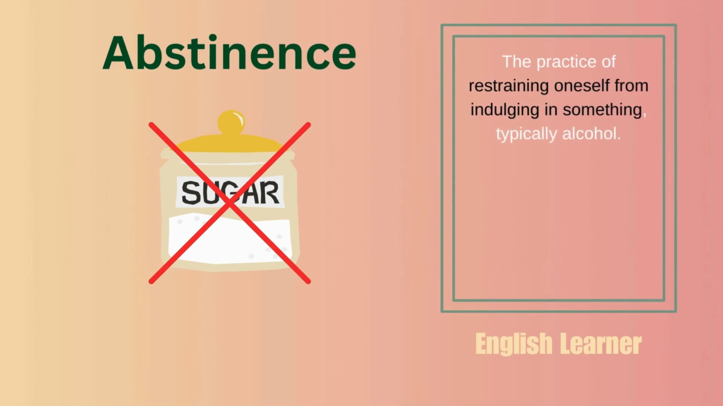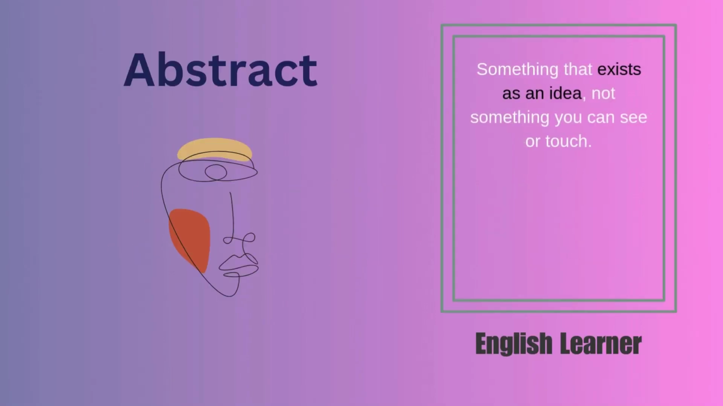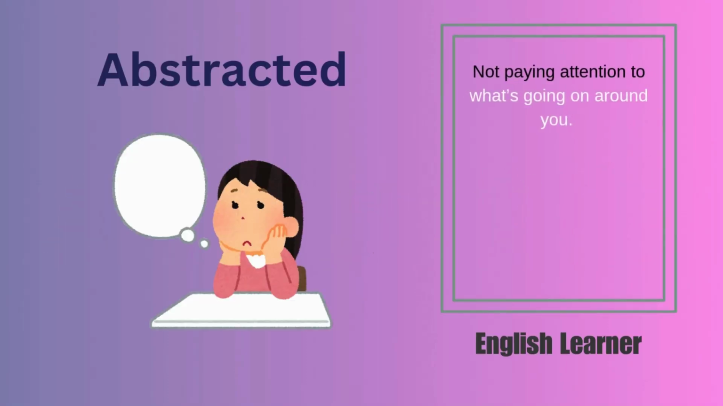Abstinence. The practice of restraining oneself from indulging in something, typically alcohol. Example. The doctor recommended abstinence from sugary foods to improve his health. Abstract. Something that exists as an idea, not something you can see or touch. Example. The idea of beauty is abstract because it's different in every culture. Abstracted. Not paying attention to what's going on around you. Example. She looked abstracted, lost in her own thoughts.